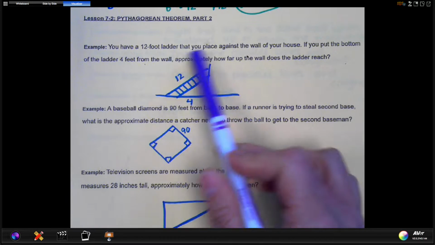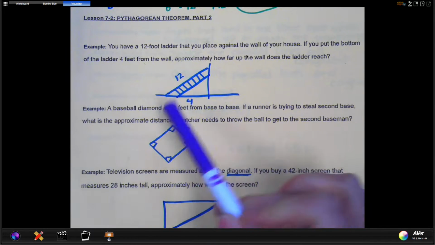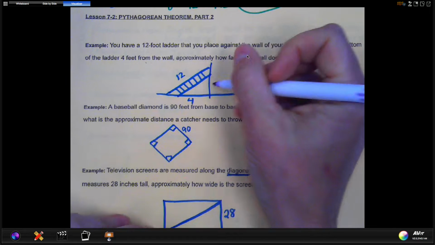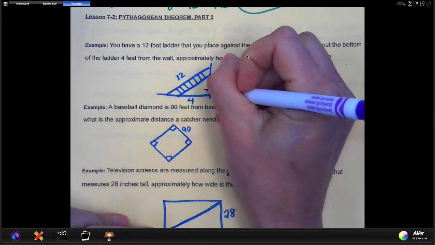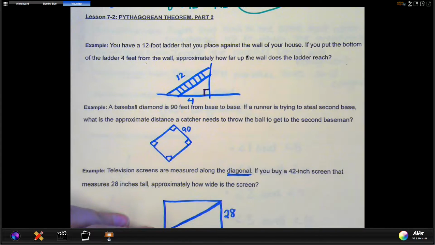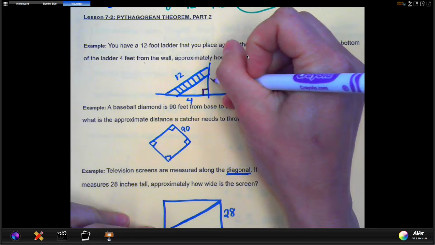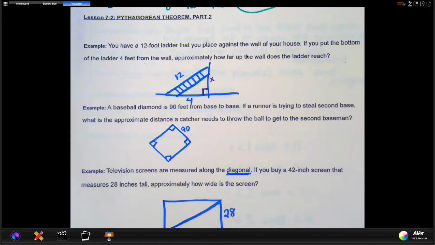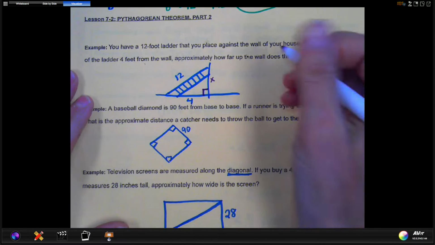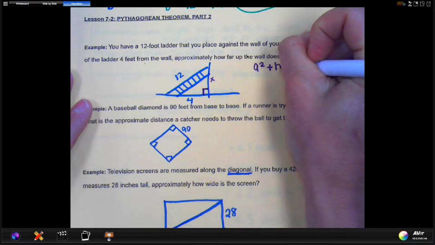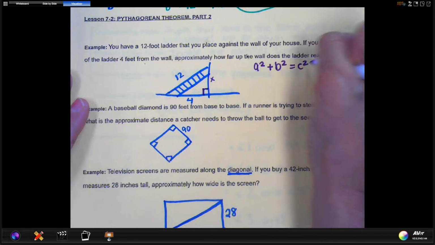You've got this picture, and it does form a right triangle because the wall and the ground of any house is going to make a 90-degree angle right here. So the question is, how far up does it reach? This is our X, or our question mark, that we're trying to figure out. Since this is a 90-degree angle and we're missing a length, we know it's Pythagorean theorem. So we're going to use a squared plus b squared equals c squared.